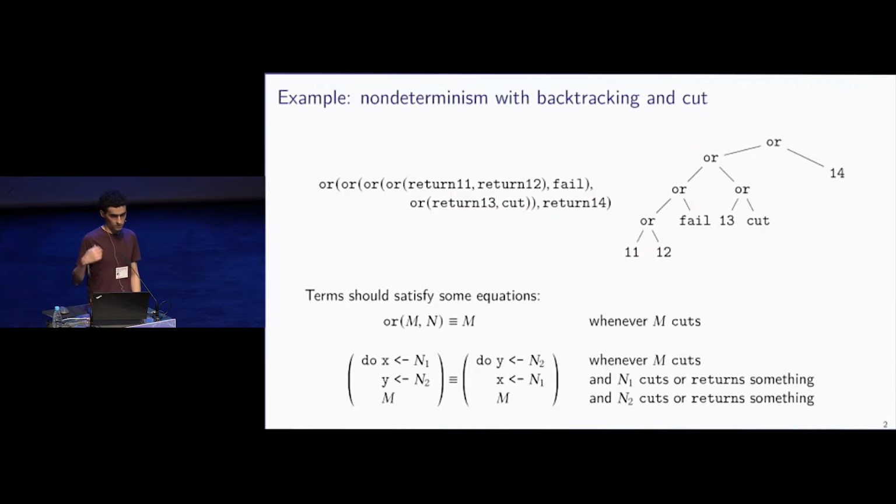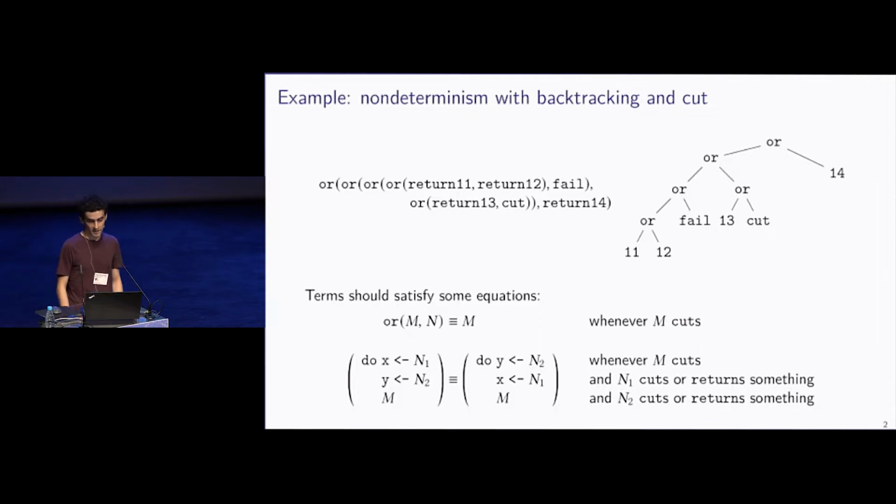So we want these terms to satisfy some equations. When we interpret these terms inside some model, we'd like some equations to be validated by that model. So for example, we might like to say that if I do a choice between m and n, where m is a computation that definitely cuts, then this is equivalent to just doing m, right? Because everything to the right of m will just be pruned. Or we can write down some other equations like this one at the bottom of the slide. It's perhaps less obvious why this one is true, but it says under some circumstances we can permute these computations n1 and n2.